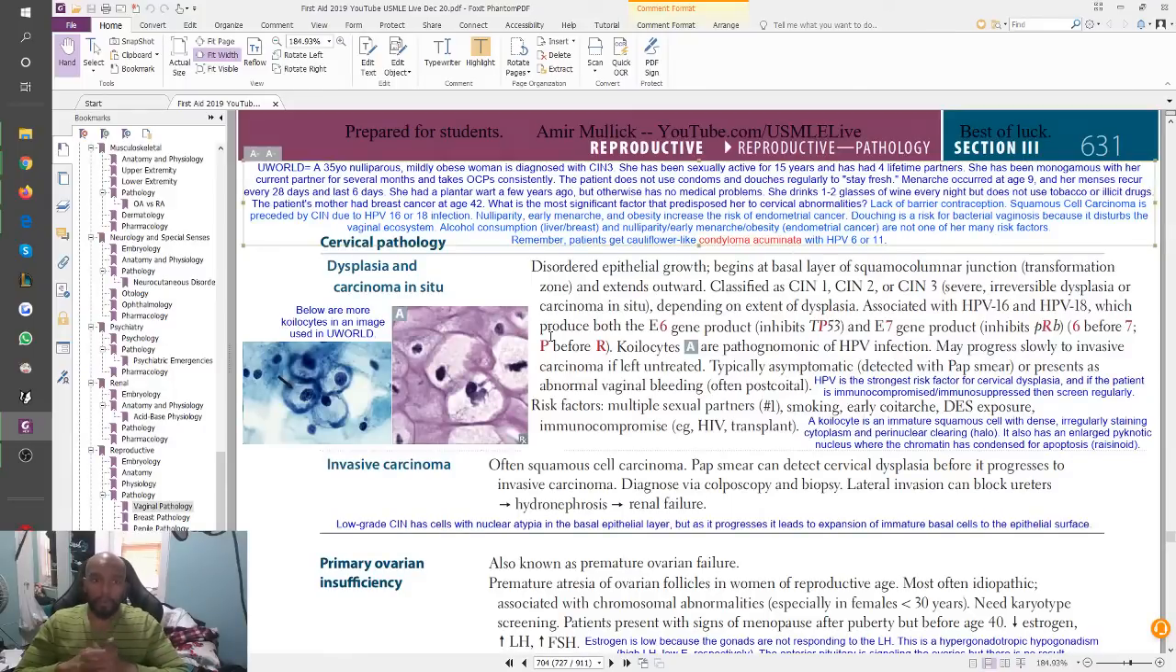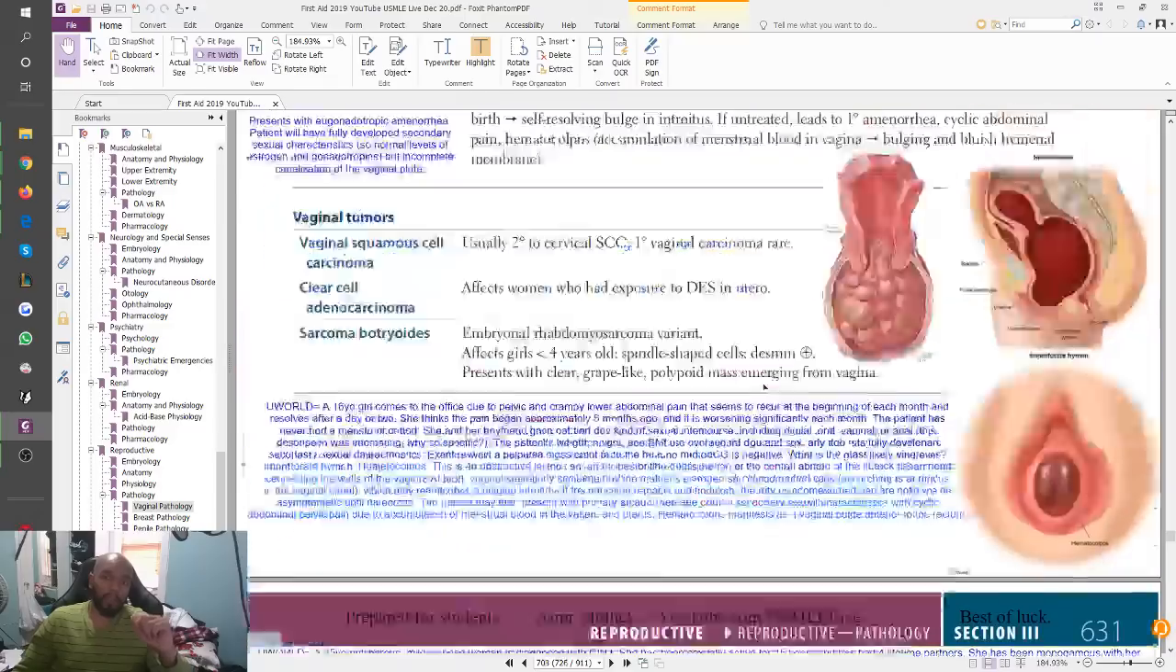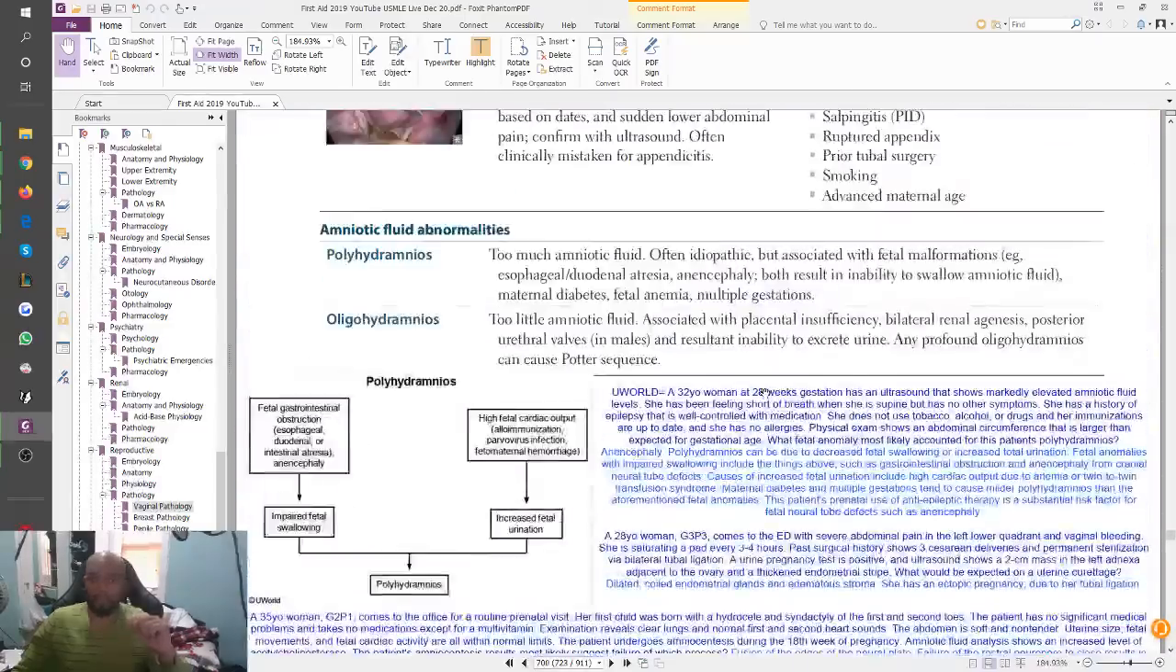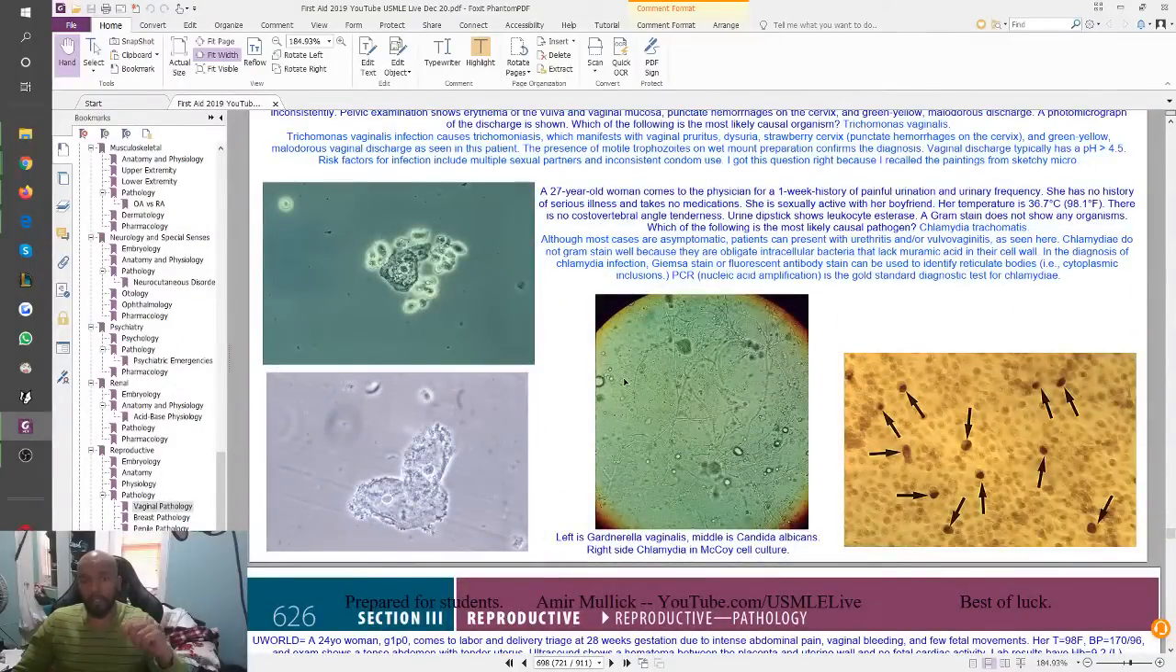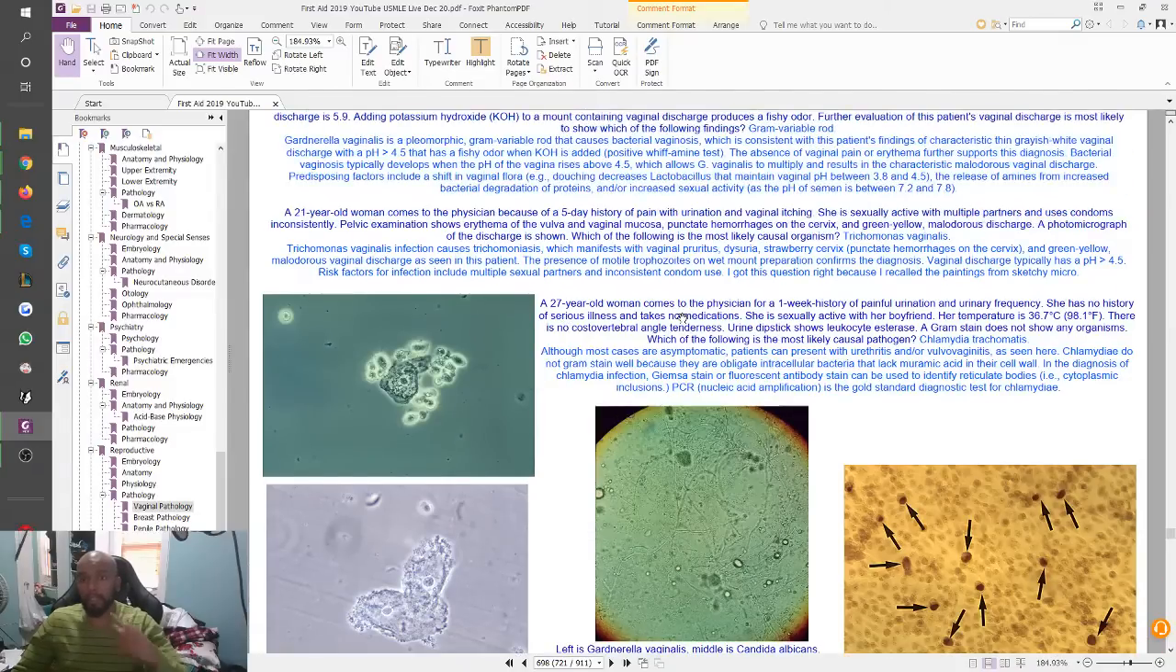So squamous cell carcinoma is preceded by CIN due to HPV 16 or 18 infection. Nulliparity, early menarche, and obesity increase the risk of endometrial cancer, but not what she has. Douching is a risk for bacterial vaginosis because it disturbs the vaginal ecosystem. We talked about that earlier too, a couple of videos ago. We looked at a bunch of vaginosis type things right here, right? We looked at all the different bugs that can cause vaginal infections, and a couple of them mentioned douching as a thing, right?